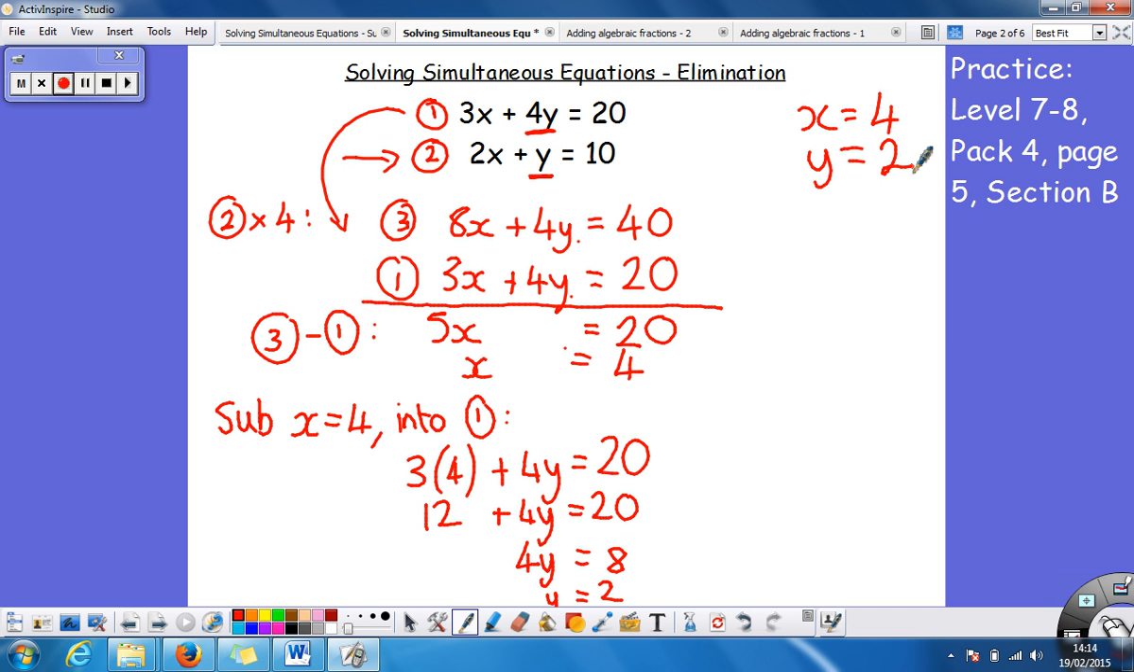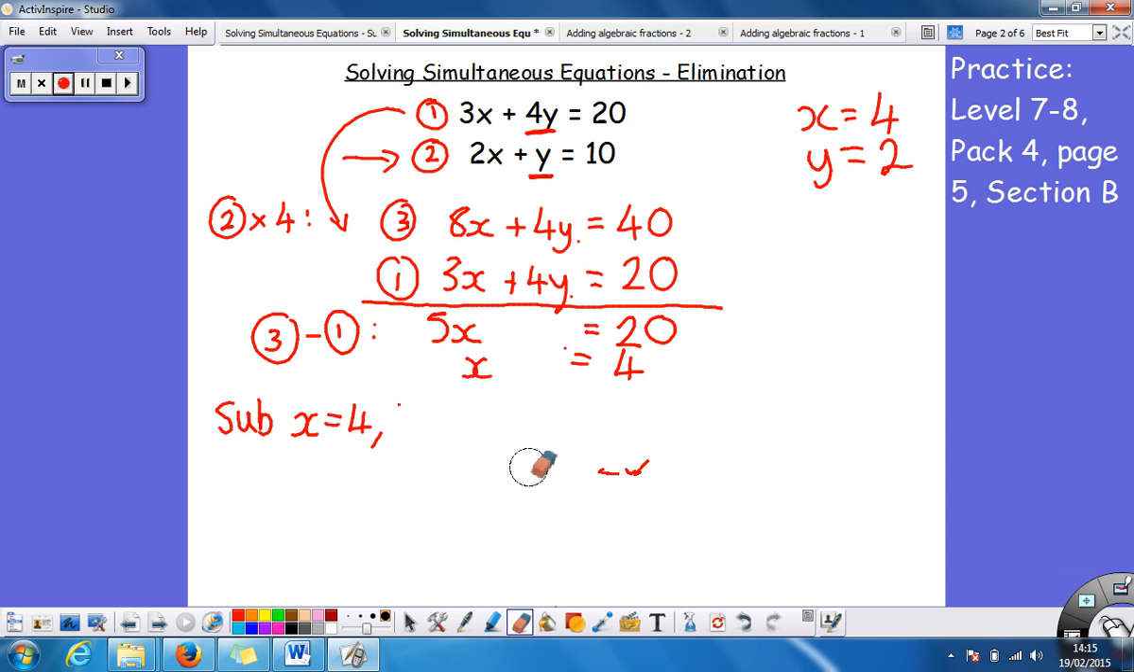Y equals 2. Quite a long and complicated method, involving altering one of our equations and multiplying it by 4, then doing our elimination, and then doing some substitution to get our solution for y as well. Let's check it now. If you can remember our check, we substitute into the second equation. So I'm going to get rid of all my working out now, just so I've got some space, and I'm going to do my check down here.